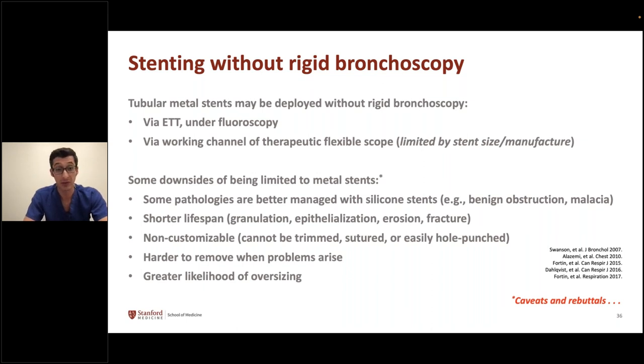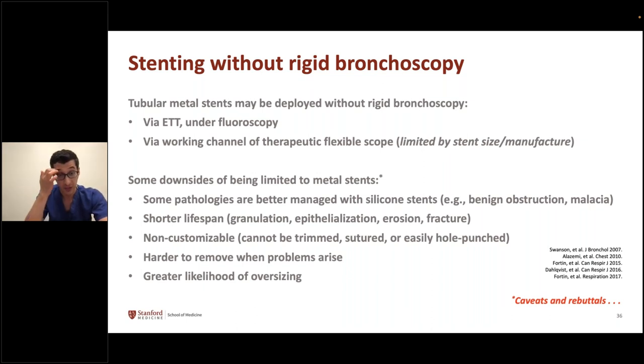Metal stents tend to have a shorter lifespan. And the longer they're in place, the more likely you'll have granulation tissue, which you can also have with silicone stents, epithelialization, which you don't really see as much or at all with silicone stents, erosion and fracture, which are less common with silicone stents. Metal stents are generally non-customizable. You can't easily trim, suture, or hole punch them. They're harder to remove when problems arise.